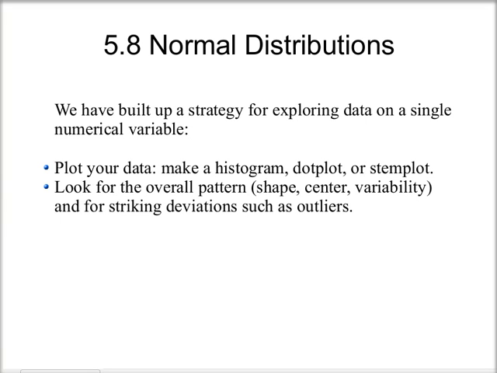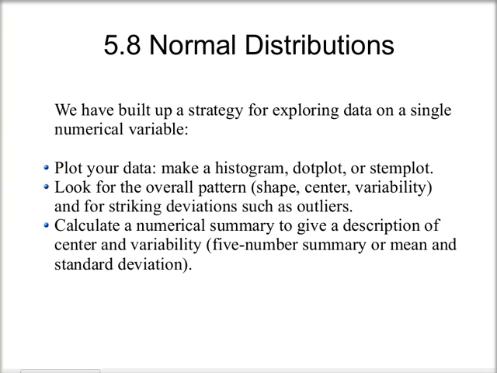Step 2, we look at the overall pattern, the shape, center, variability, and for striking deviations such as outliers in the distribution. For our third step, we can calculate a numerical summary to give a description of center and variability. And for any distribution, we can do this with the 5-number summary. And if we have a distribution that is symmetric and doesn't have any outliers, then we can use the mean and standard deviation to describe variability.